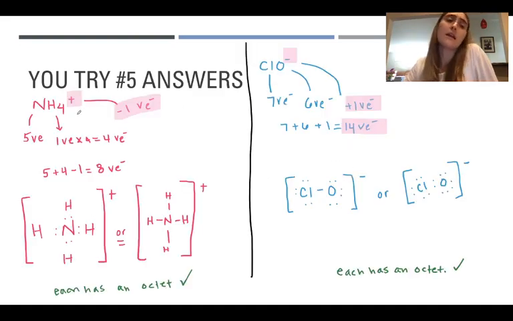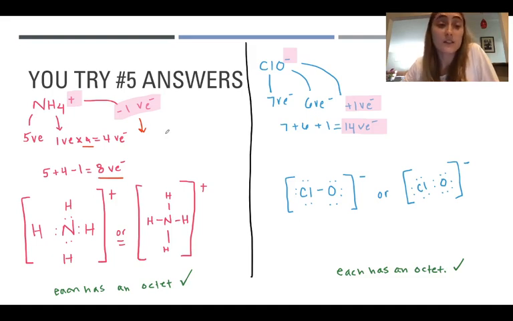Okay, so let's look at NH4 plus. So remember, it has an overall positive charge, so we're going to subtract 1 valence electron. So nitrogen has 5 valence electrons, hydrogen has 1, but we have 4 of them, so we have 4 valence electrons from that. And then we're going to subtract our 1 valence electron. So 5 plus 4 minus 1 gives us a total of 8 valence electrons. So our final Lewis structure has to have a total of 8 valence electrons around it.